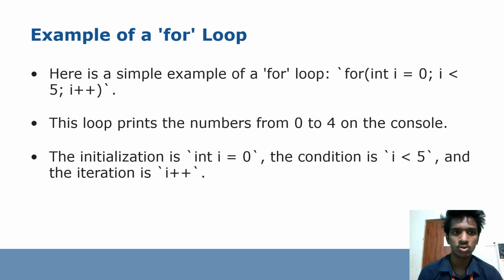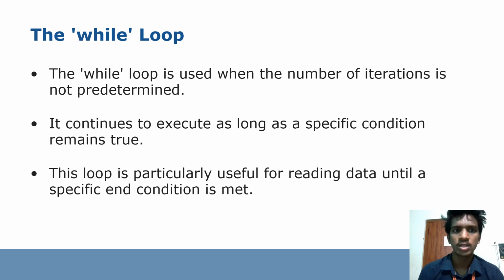Example of a for loop. Here is a small example of a for loop: for int i = 0, i < 5, and i++. This loop prints the numbers from 0 to 4 on the console. The initialization is int i = 0, the condition is i < 5, and the iteration is i++.